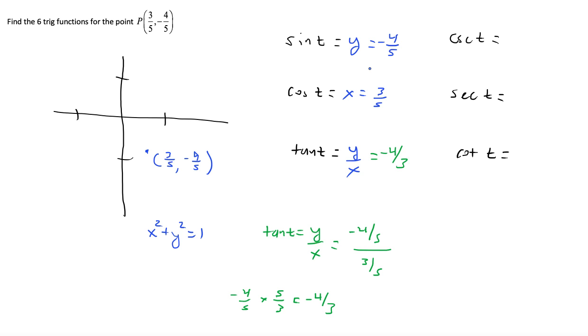Well, the good thing about the 6 trig functions is once we get the first 3, right? The other 3 should be pretty simple. We just take the reciprocal, right? Cosecant is the reciprocal of sine, so this would be -5/4. Secant is the reciprocal of cosine, so we get +5/3. Cotangent would be the reciprocal of tangent, so we would get -3/4 in this case. And there we go. These are the 6 trig functions for this particular point.